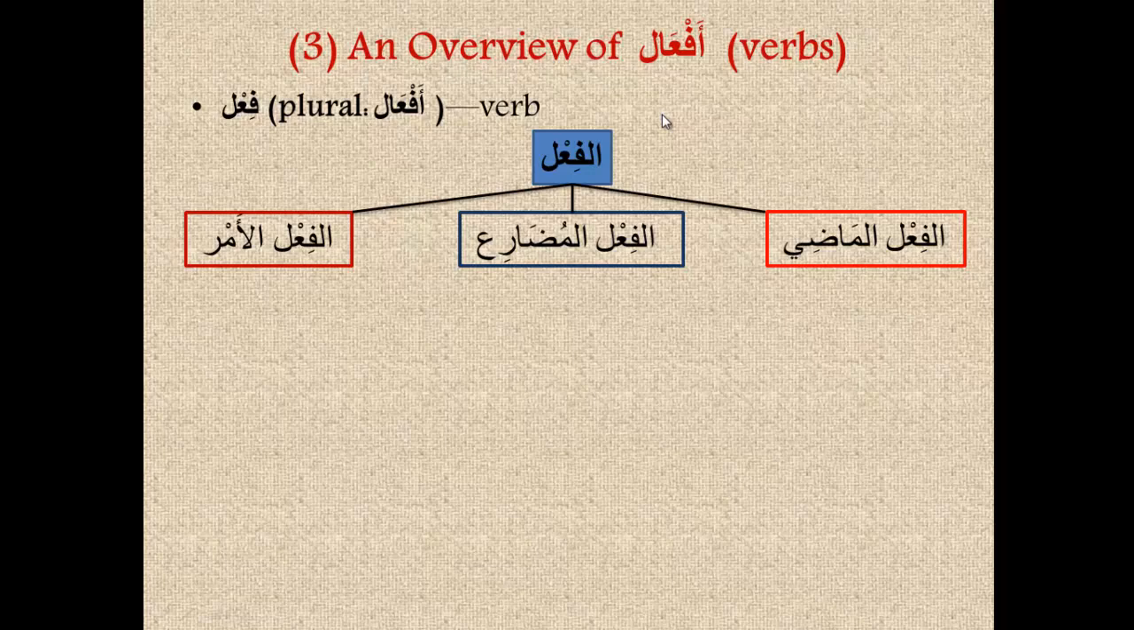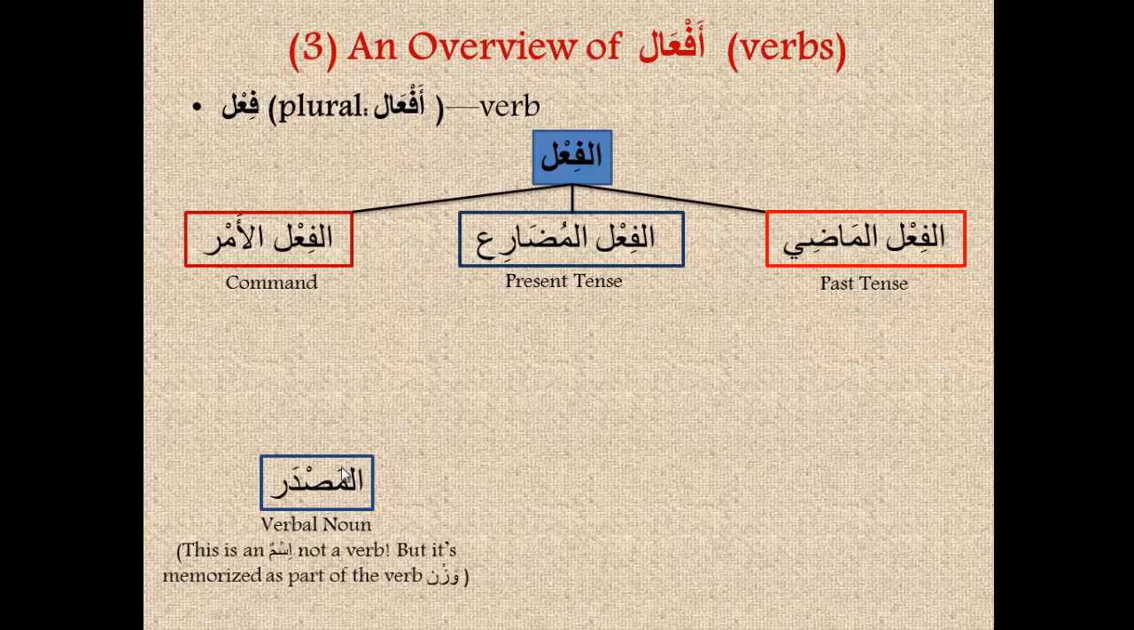Here they are. Al-fi'l al-madi refers to the past tense. Al-fi'l al-mudari' is the present tense. And al-fi'l al-amr is the command. We also have the idea of the masdar, which I talked about in passing a few moments ago. This is the verbal noun, and that refers to the concept or the idea of that verb. Now keep in mind, this is an ism, it is not a verb, it is not a fi'l.